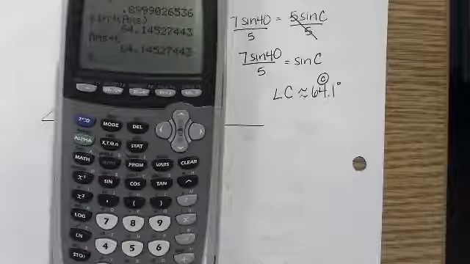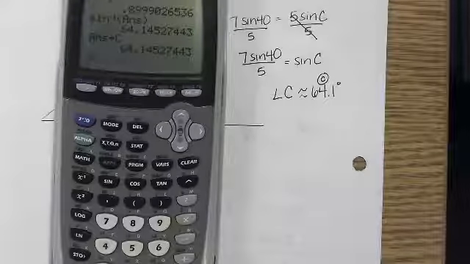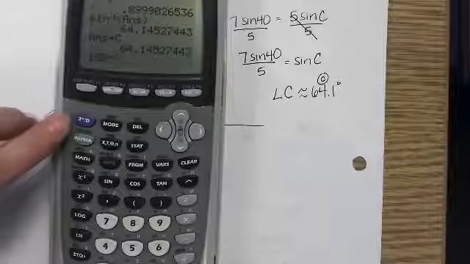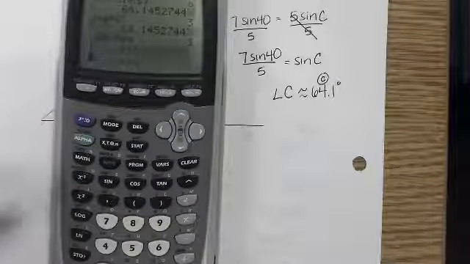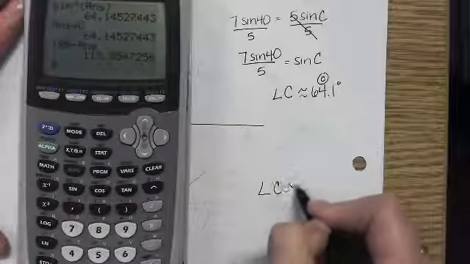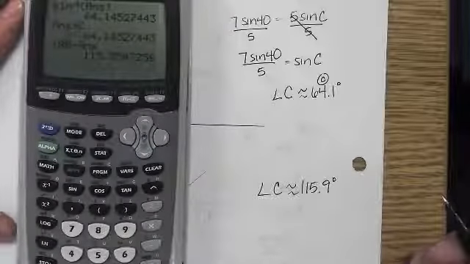Well, that was fun. Okay, now this is the part that's ambiguous, this is the part that all of today is setting up for: how do you find the second triangle. So what you do is you do 180 minus the number you just found. Ta-da! 115.9. So angle C in the second triangle is 115.9. We just did 180 minus it.